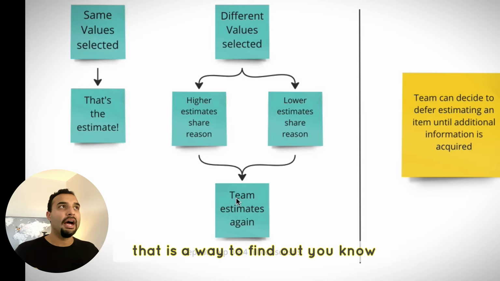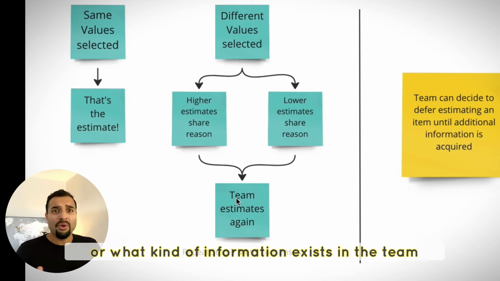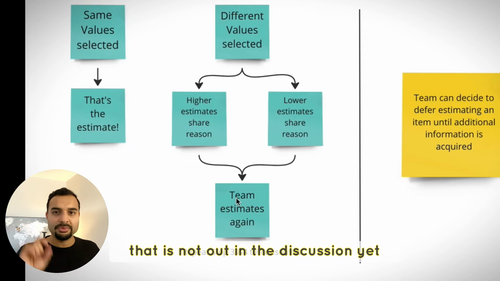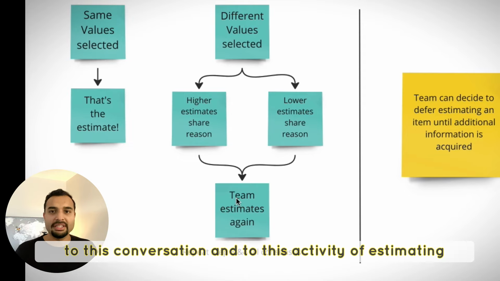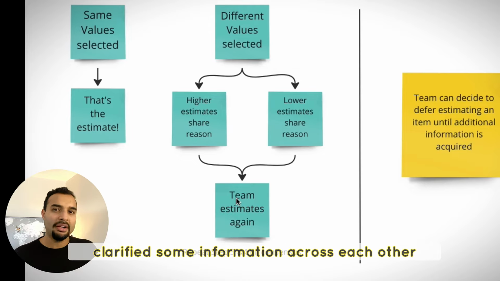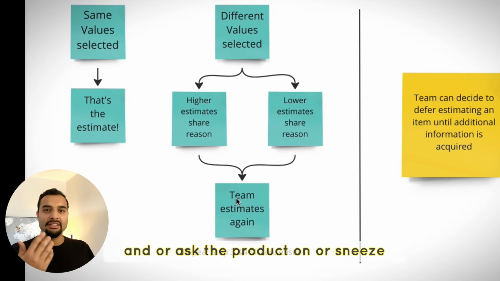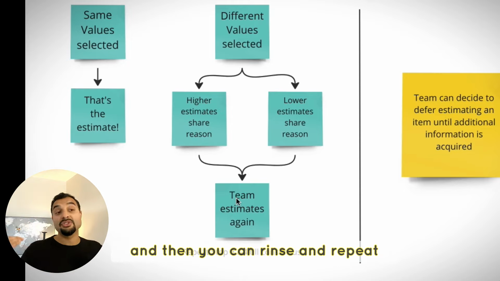And that is a way to find out what kind of misunderstandings or gaps in information, or what kind of information exists in the team that is not out in the discussion yet. And so you start to see how important discussion is to this conversation and to this activity of estimating. Well, then you estimate. So then you go 3, 2, 1. All right, guys, after you've clarified some information across each other or asked the product owner or SMEs, 3, 2, 1, pull up your estimate, and then you can rinse and repeat.